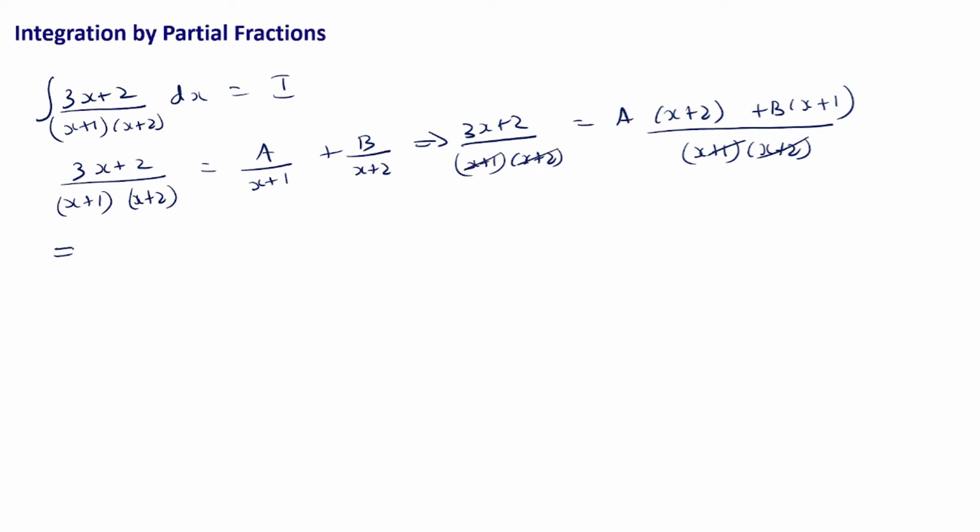So we get the numerator: 3x plus 2 is equal to A into (x plus 2) plus B into (x plus 1). Now we can equate the coefficients of x and the constant terms.